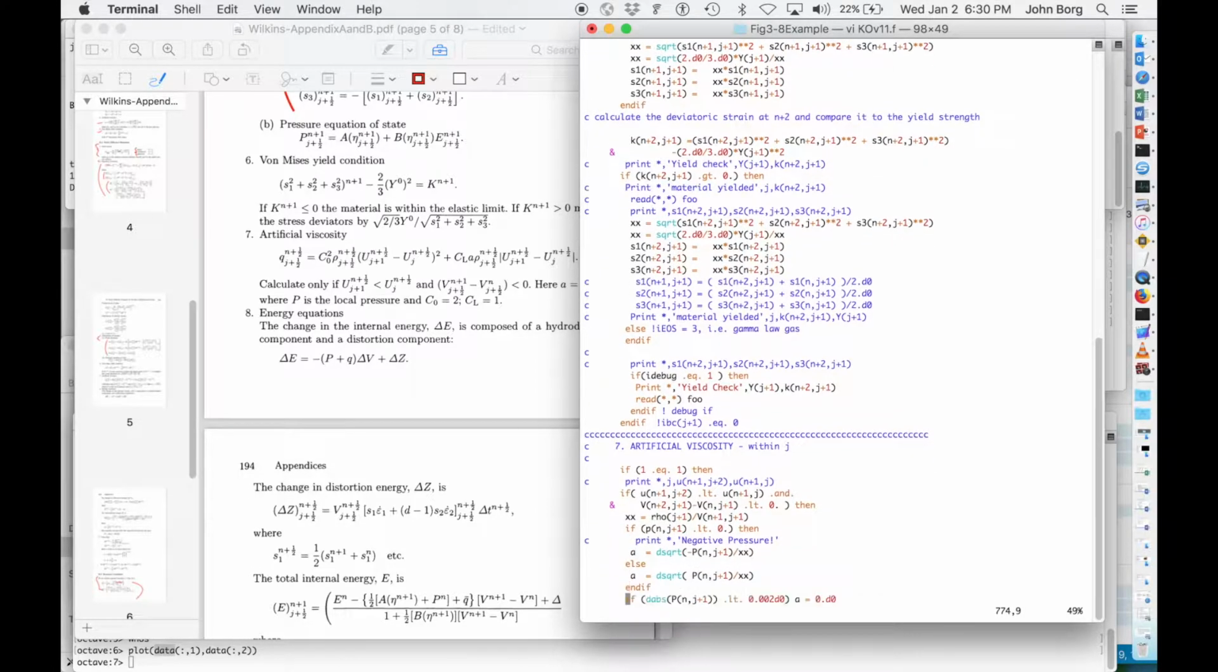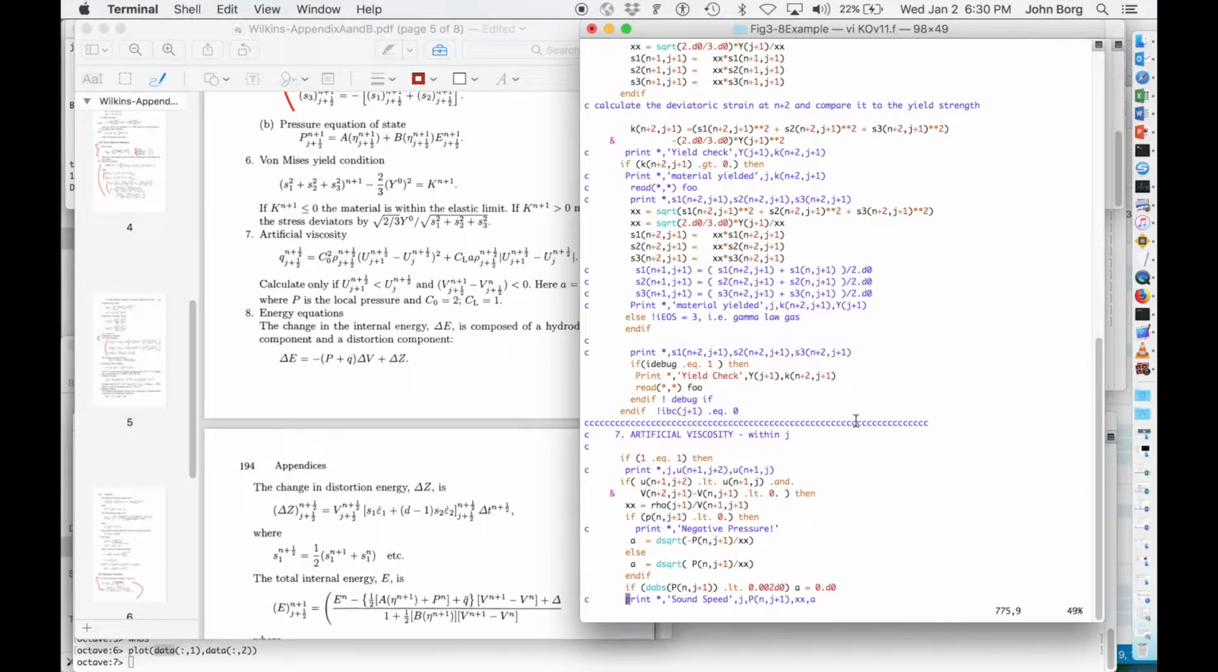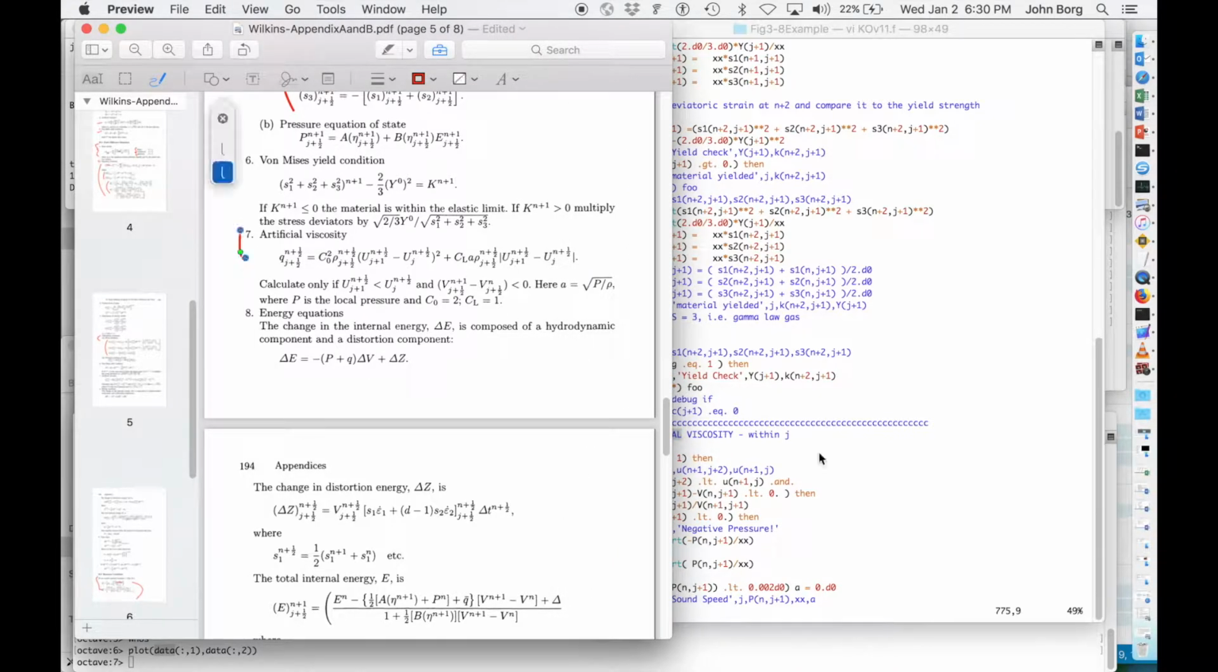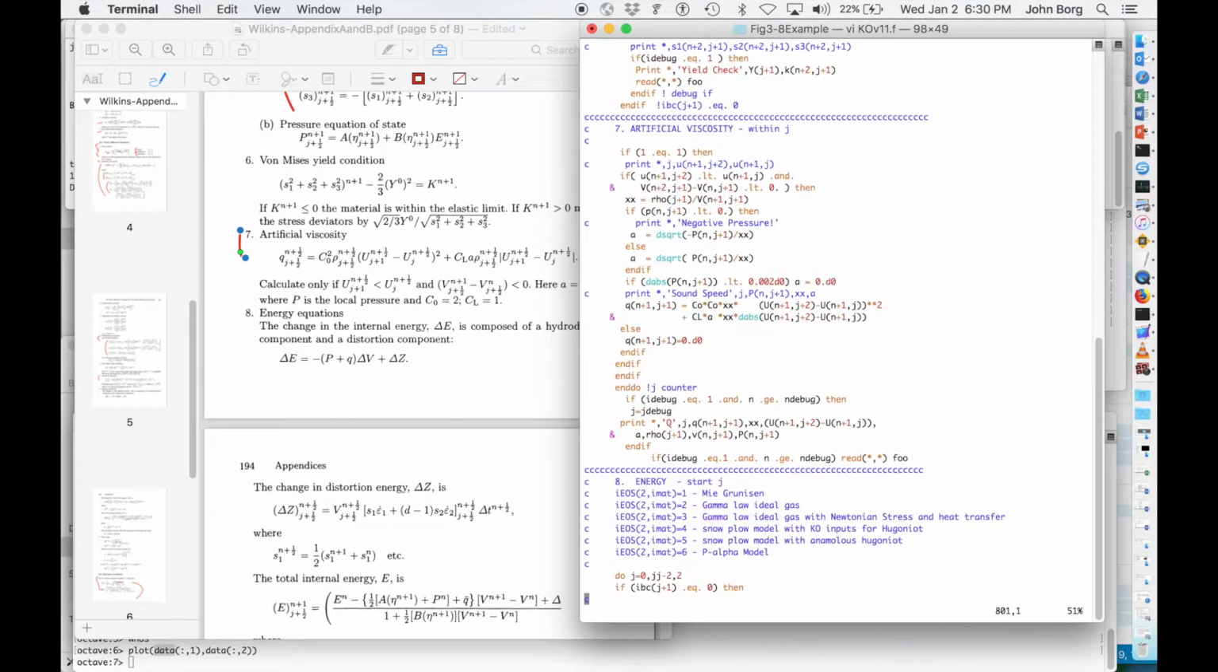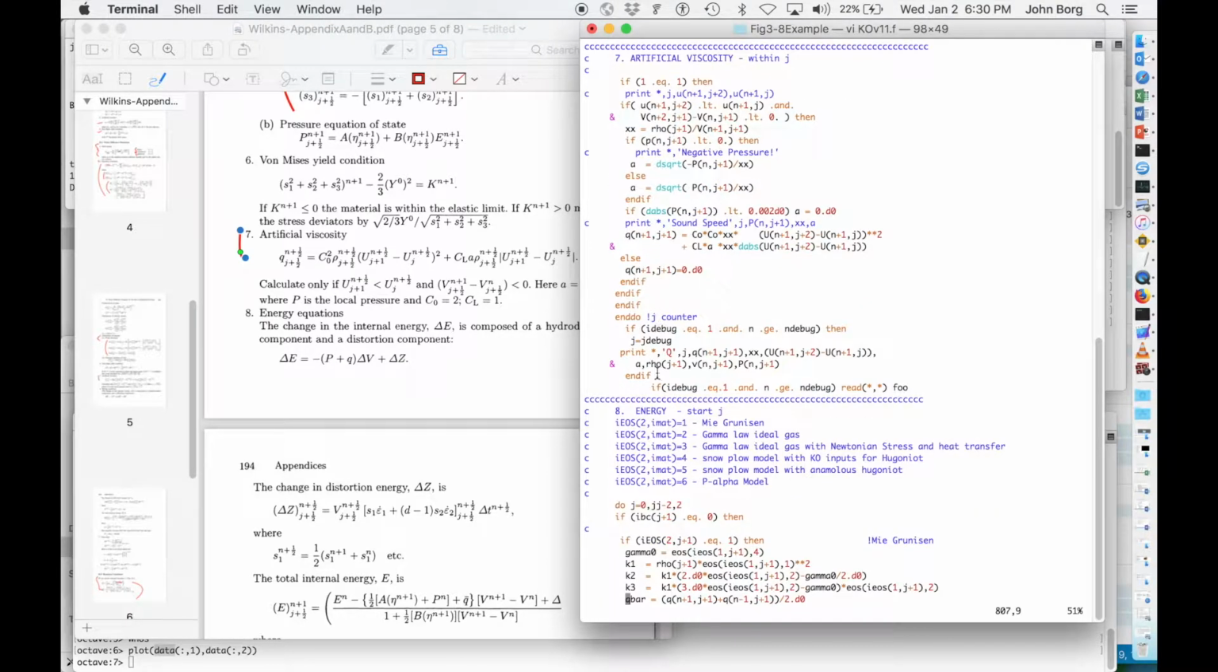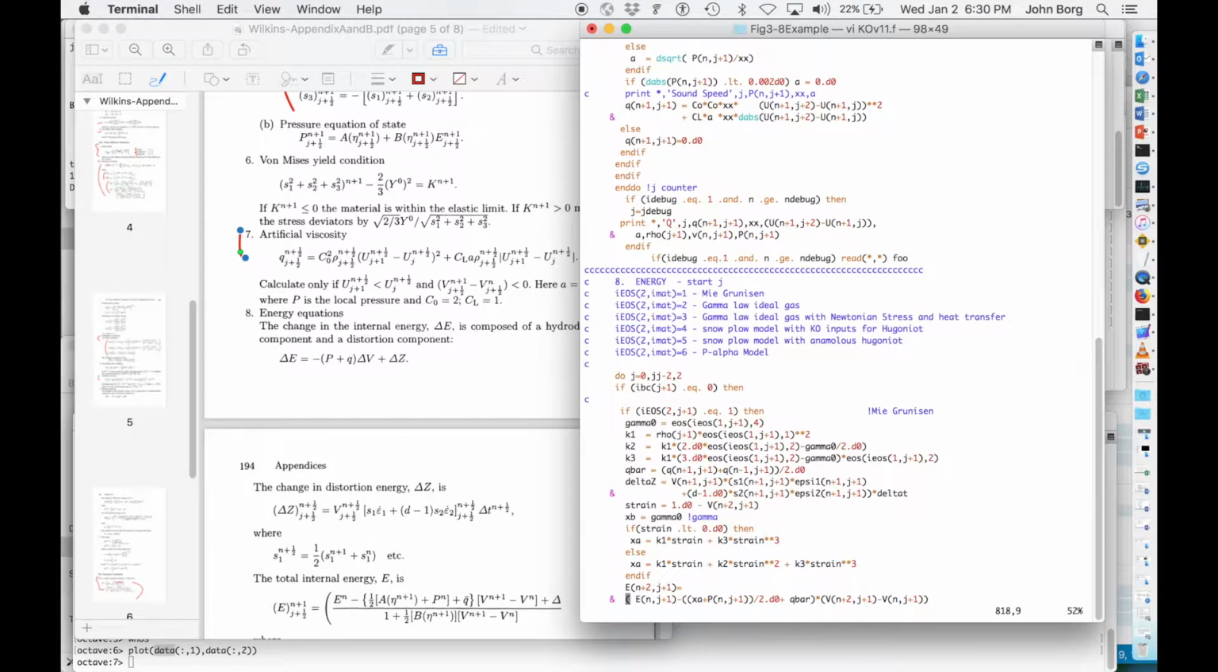Now the artificial viscosity, that's 7. So we're here now in Wilkins' formulation. I'm moving through this, calculating the artificial viscosity. It's pretty straightforward. I didn't modify that at all.